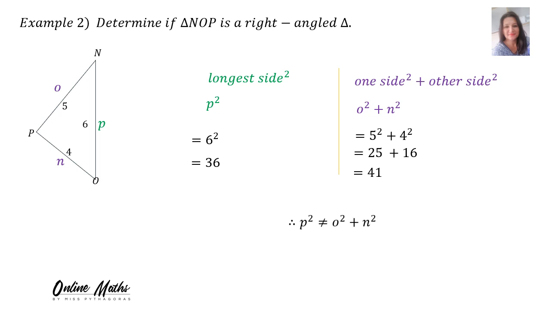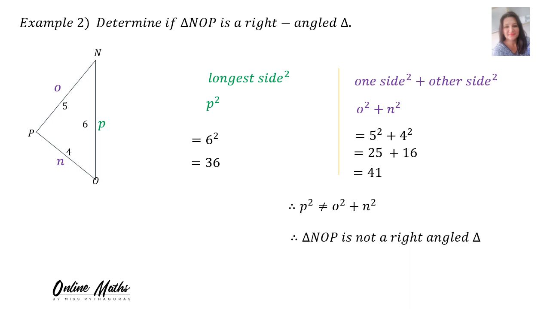So what can you see? That p squared is not equal to o squared plus n squared. In other words, the longest side squared is not equal to the sum of the other two sides squared. Therefore, triangle NOP is not a right-angled triangle.